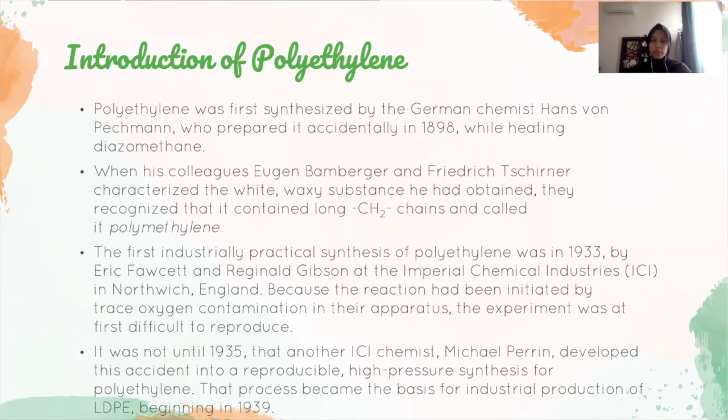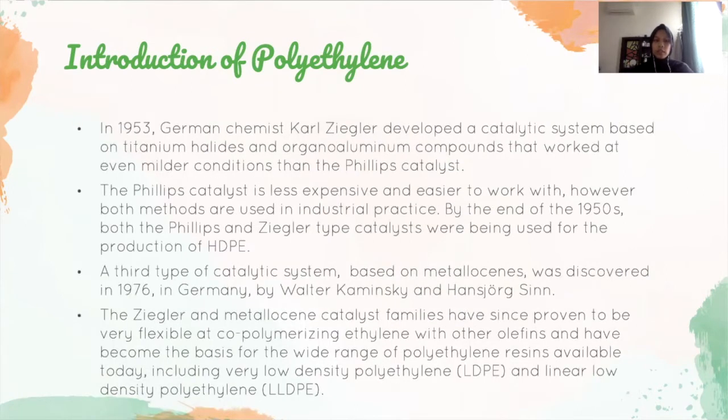Because the reaction had been initiated by trace oxygen contamination in their apparatus, the experiment was at first difficult to reproduce. It was not until 1935 that another ICI chemist, Michael Perrin, developed this accident into a reproducible high-pressure synthesis for polyethylene. That process became the basis for industrial production of LDPE, beginning in 1939. In 1953, German chemist Carl Ziegler developed a catalytic system based on titanium halides and organoaluminium compounds that work at even milder conditions than the Phillips catalyst. The Phillips catalyst is less expensive and easier to work with. However, both methods are used in industrial practice.